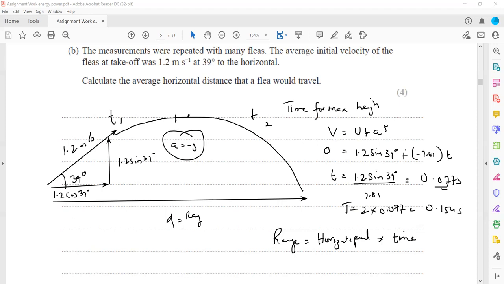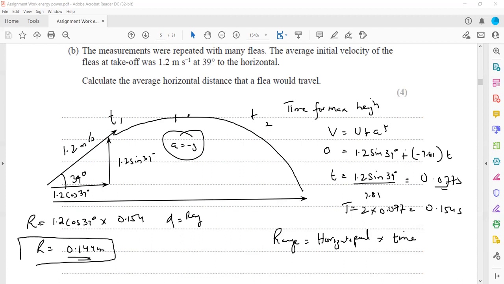Now to get the range. So range is the horizontal distance, that is horizontal velocity times total time. The horizontal velocity is 1.2 cos 39 multiplied by the total time, which is 0.154. That will be the range, equal to 0.144 meter. Is it clear how we work out this question? It's a projectile question. First we got the time to reach the maximum height, and then the total time will be twice of it.